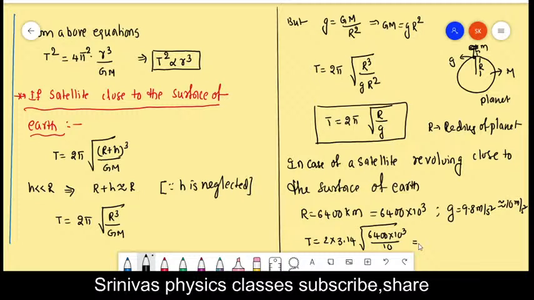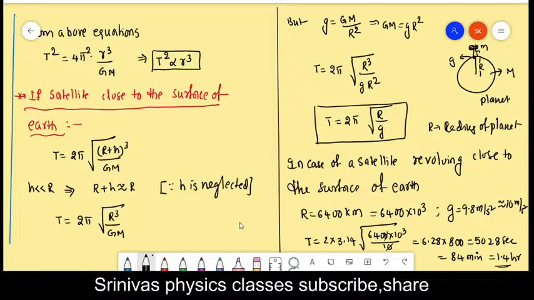If you simplify this, 6.28 into, this 0 will be cancelled, and you will get 800, and after simplification you will get some value, that is 5028 seconds. If you convert into minutes by dividing by 60, you will get nearly 84 minutes, or 1.4 hours. If the satellite is very close to Earth, then the satellite will complete one revolution within 1.4 hours. Okay, right. This is about the time period of a satellite.